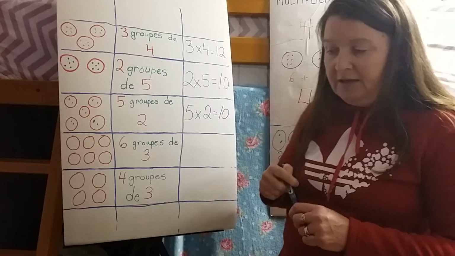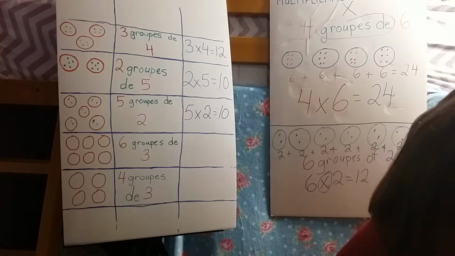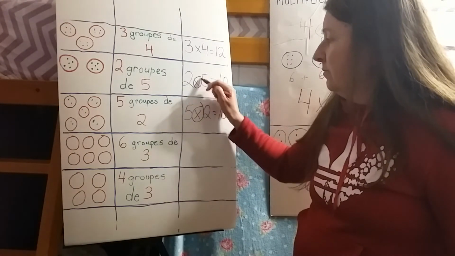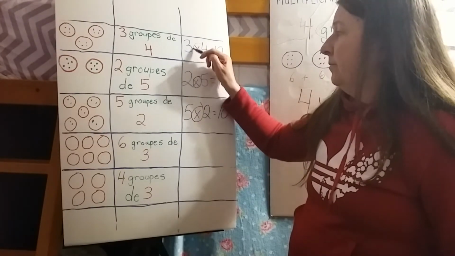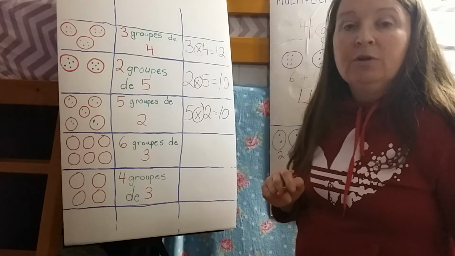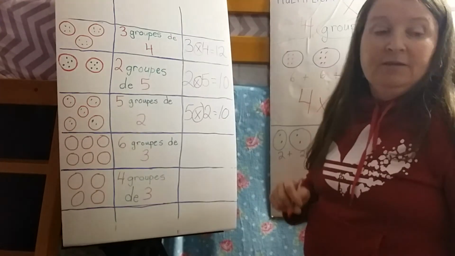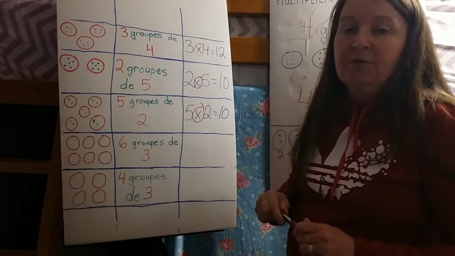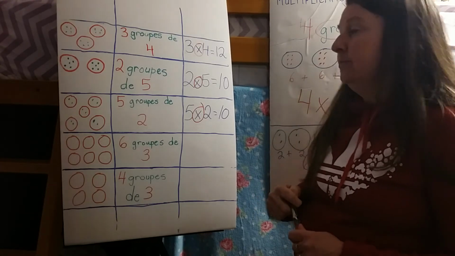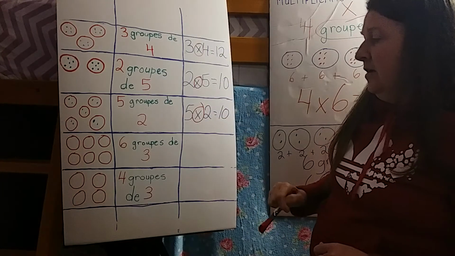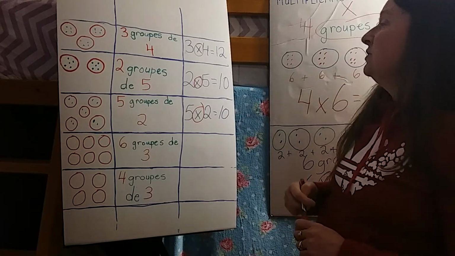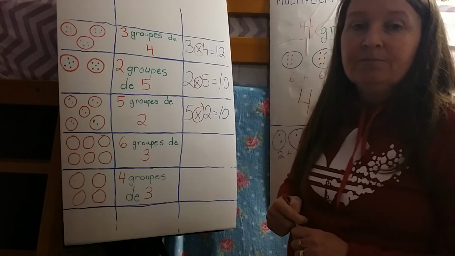So this little X here is a very quick way of saying "groups of." It's much faster, and math is often about doing hard things very quickly and very easily. So now you know what the little X symbol means. It's our sign for multiplication.